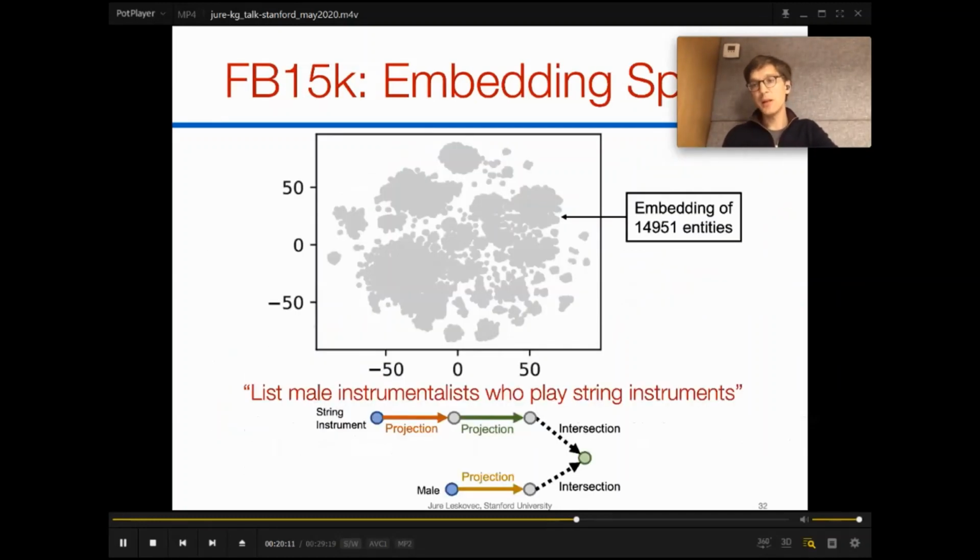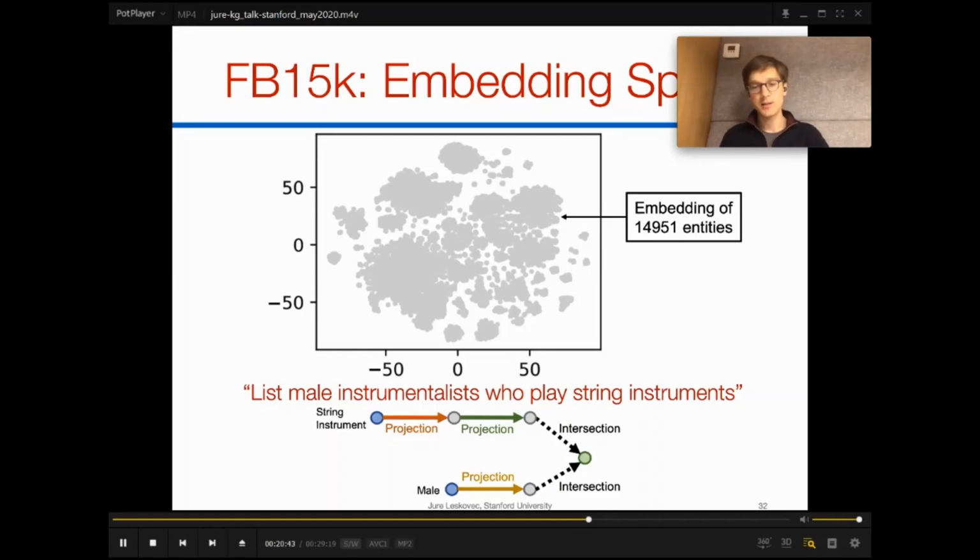To complete the talk and give you one more example, I want to walk you through how this works on a real embedding of a real knowledge graph. This is the Freebase 15K. So we do this, but then project the points down to a low dimensional space. So this plot here has 15,000 dots, one for every entity in the Freebase knowledge graph. And the query we will be answering is listing all male instrumentalists who play string instruments.